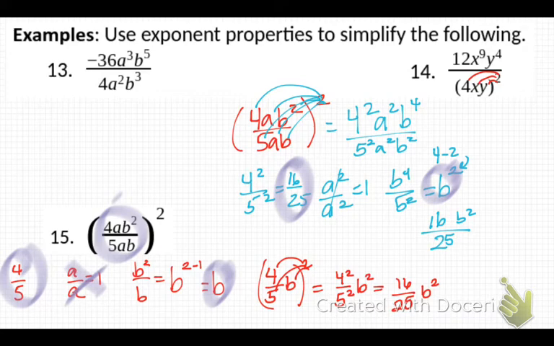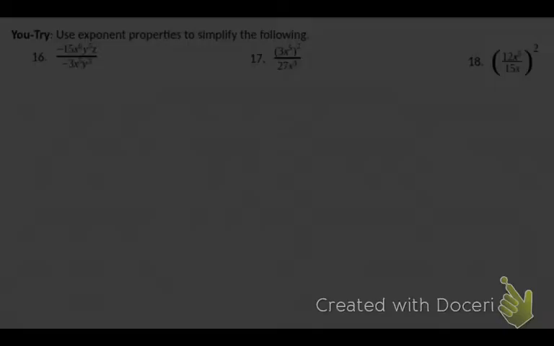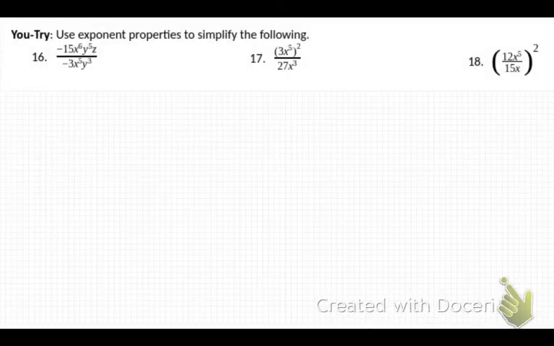I'm going to have you do 2 U tries right now. You are going to try 17, and you're going to skip 16, because if you can do 17, you can do 16. JJ, 16 is the easiest one on the page. But if you can do 17, you can do 16. So do 17 and 18. It is 3x to the 5th quantity squared divided by 27x cubed. And the other one is 12x to the 5th divided by 15x. All of that is squared.